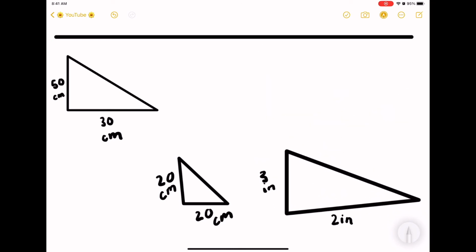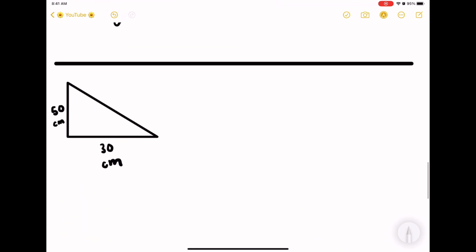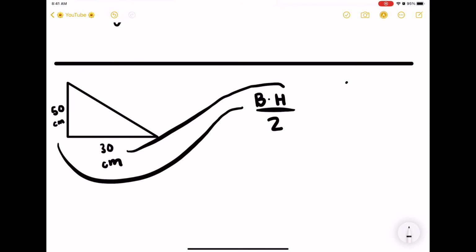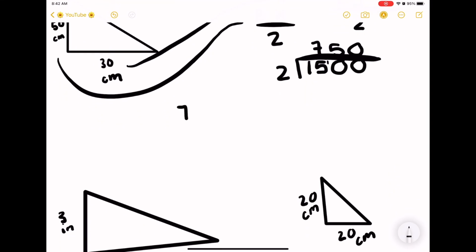Did you do it? Let's check if you got the correct answer. So we're going to start off with the first triangle, which is 50 centimeters and 30 centimeters. So our equation is base times height divided by 2. So when we plug everything in, we'll get 50 times 30 over 2. Now if we simplify this, we'll get 1,500 divided by 2, which is 750, and 750 centimeters squared is our answer.